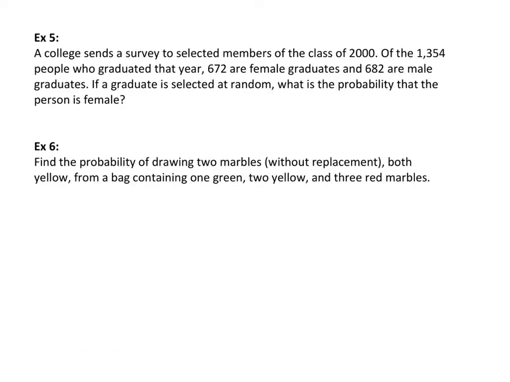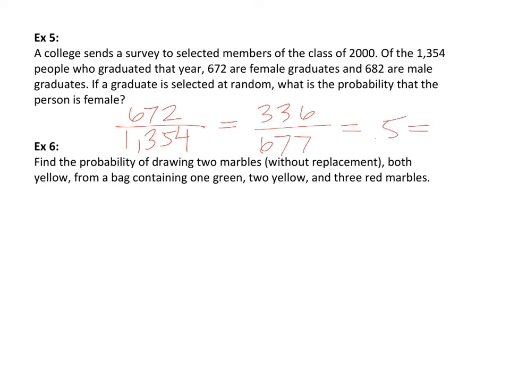Alright, example 5. A college sends a survey to selected members of the class of 2000. Of the 1,354 people who graduated that year, 672 are female graduates and 682 are male graduates. If a graduate is selected at random, what is the probability that the person is female? Okay, so let's see. We have 672 are female, out of a total of how many? 1,354. Okay, super easy problem. I'm already figuring out my probability that fast. You just gotta know what you're doing. Very simple probability problem.